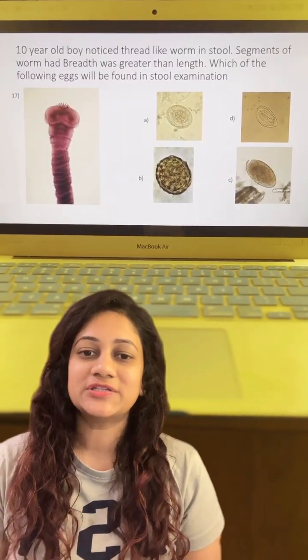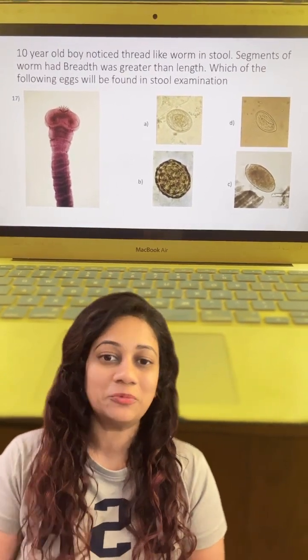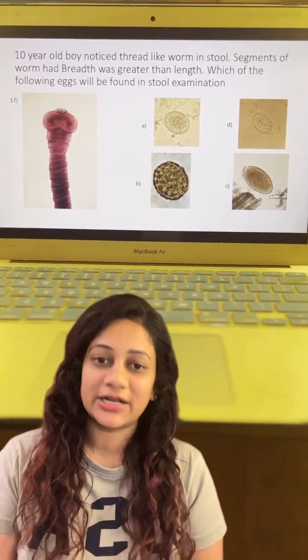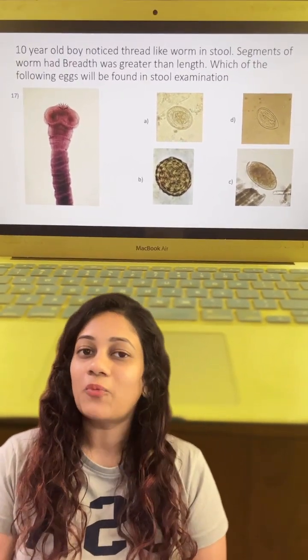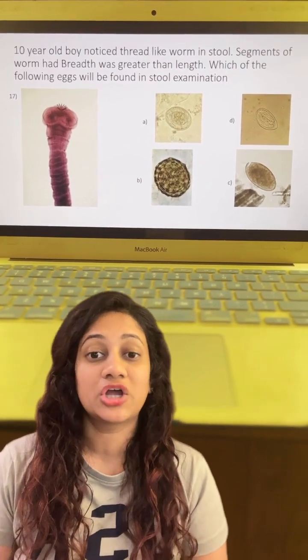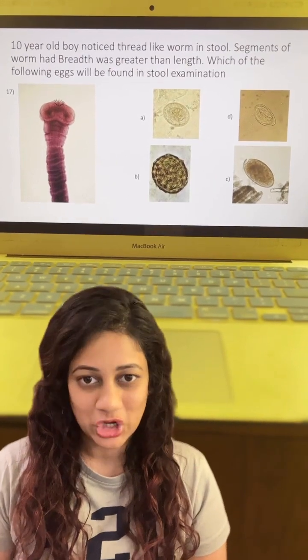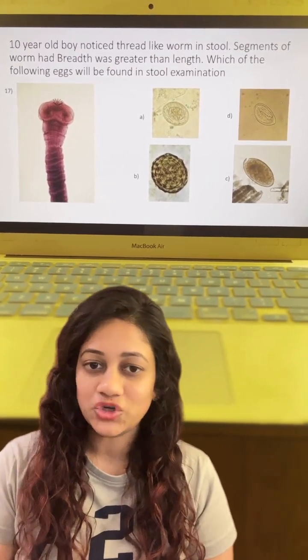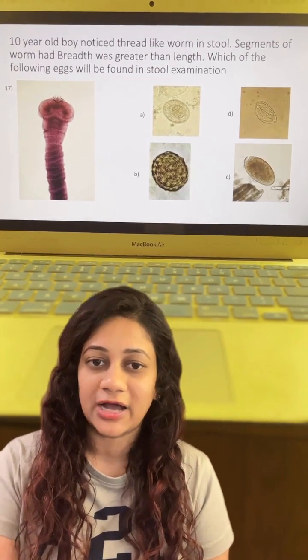The next question is immensely image based, and when you see such questions, please don't panic, because if your basics are clear, then I'm sure you will get the correct answer. A 10-year-old boy noticed a thread-like worm in stool. Segments of the worm had breadth greater than the length. Which of the following eggs will be found in the stool examination? The left-hand side shows the image of the adult worm, and the 4 options are the eggs.